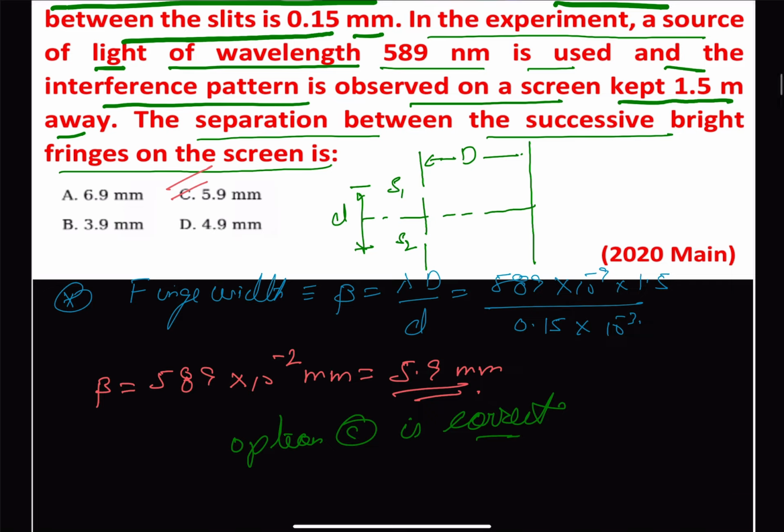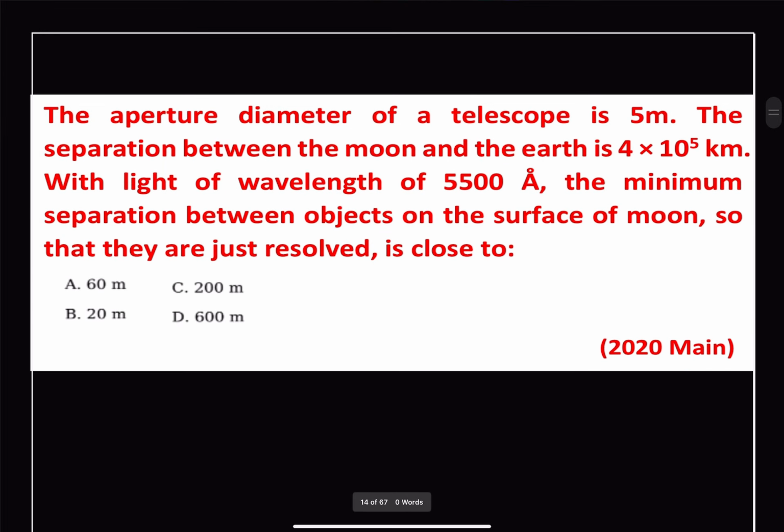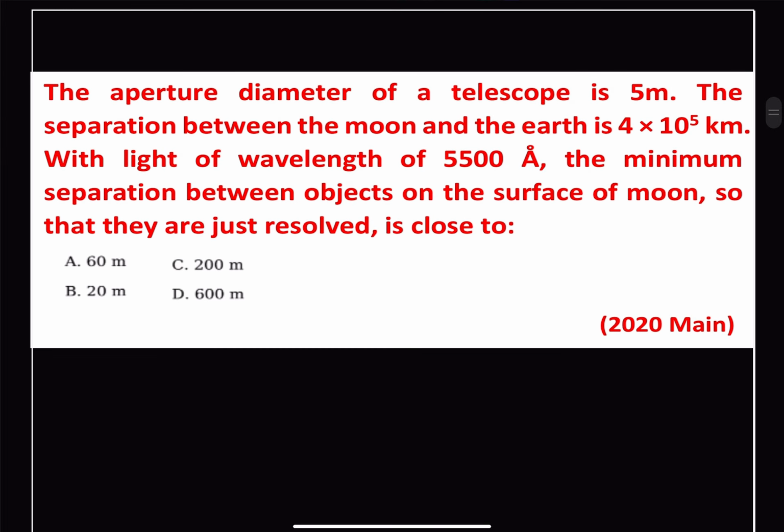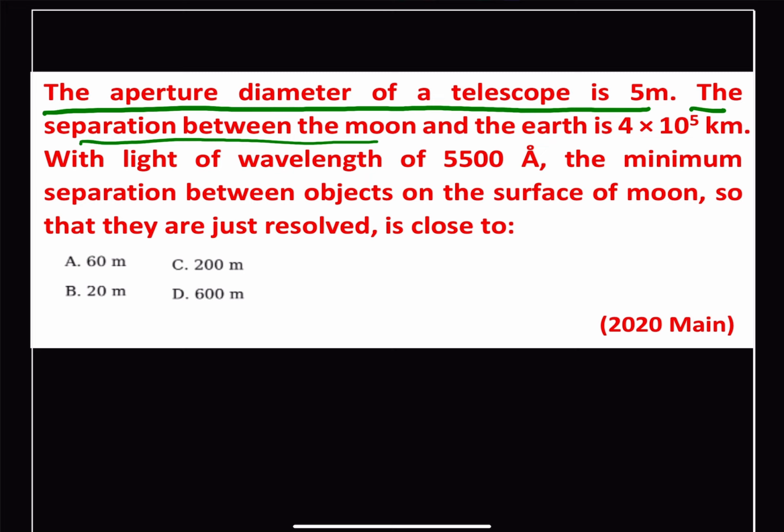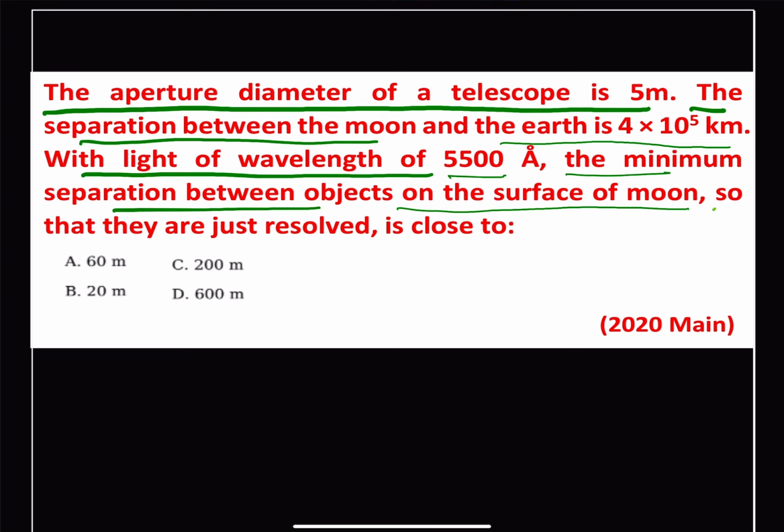Next question. It states that the aperture diameter of a telescope is 5 meter. The separation between the moon and the earth is 4 into 10 to the power 5 kilometer. The light has wavelength of 5500 angstrom. The minimum separation between the objects on the surface of moon so that they are just resolved is close to.